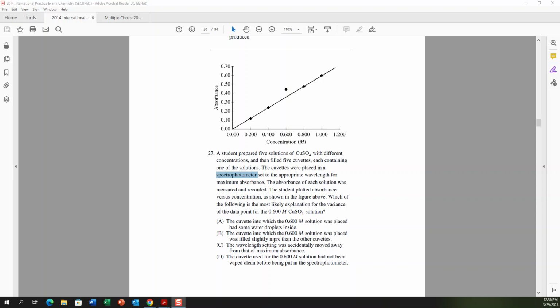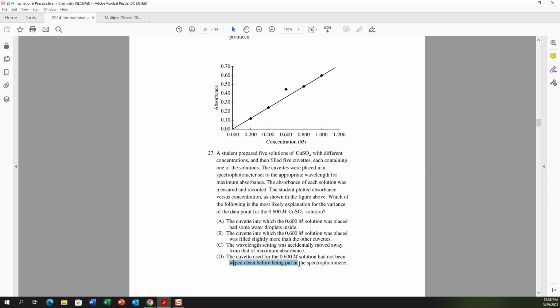All right, so overfilling the cuvette's not going to do anything. Remember, it's about the length of the cuvette. If you used a longer cuvette somehow, then that would cause more absorbance, like a longer path length. The wavelength setting, no. If it was moved away from maximum absorbance, then you would get less absorbance.